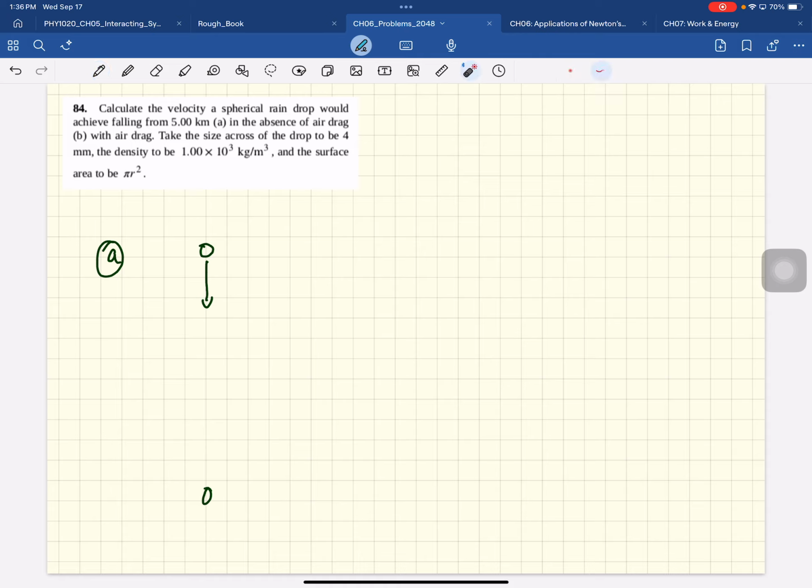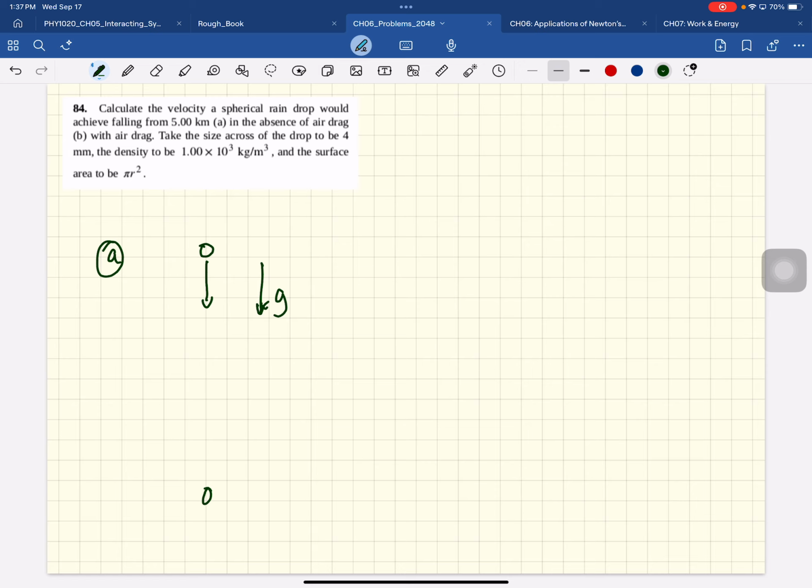Okay, so this problem says calculate the velocity of a raindrop that falls 5 kilometers, in the absence of air drag. So in this problem, we'll assume this is the x direction. The acceleration, of course, is g.